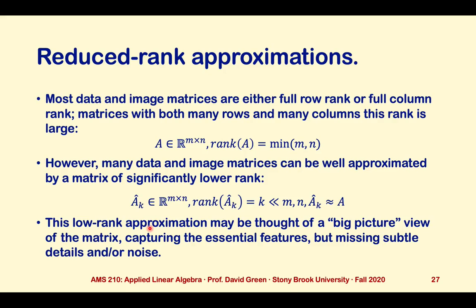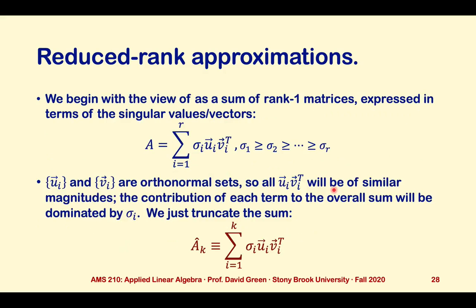Why are these low-rank approximations useful? Well, in one sense, they can be thought of as a big picture view of a matrix. They capture the essential features of a matrix, but perhaps miss out on subtle details or noise in the matrix. This has a lot of applications, both in simplifying the storage requirements for a matrix, as we will see, but also in intuitively understanding what it is that a matrix is doing. We focus on the big picture part of the matrix. How do we find a low rank approximation like this?